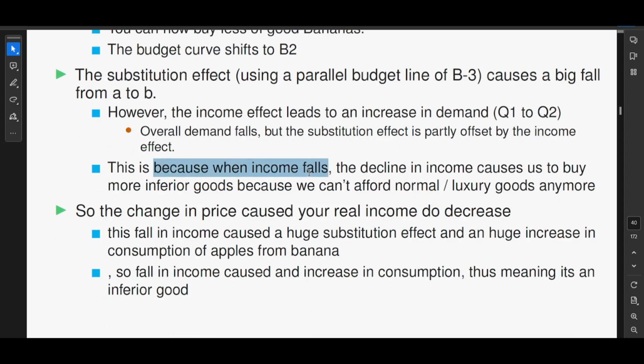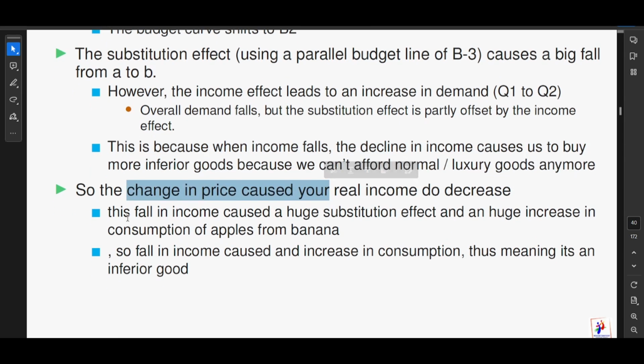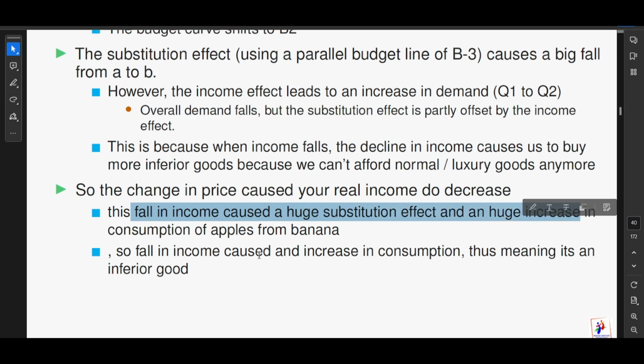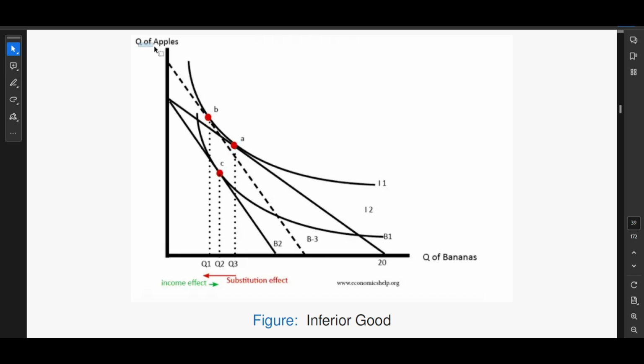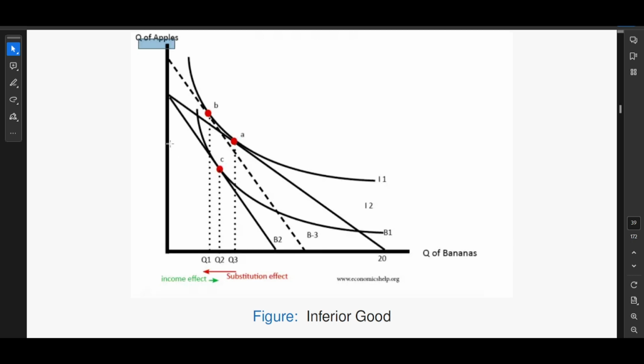This is because when income falls, the decline in income causes us to buy more inferior goods because we can't afford the normal or luxury good anymore. So the change in price caused real income to decrease. This fall in income caused a huge substitution effect, which increases the consumption of apples from banana. So a fall in income caused an increase in consumption, thus meaning an inferior good. So apple is the inferior good, right? Your consumption of apple has increased.